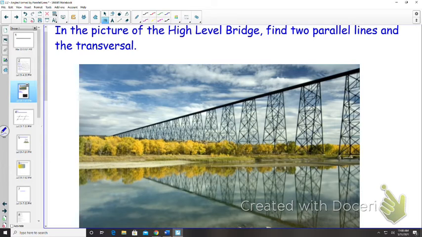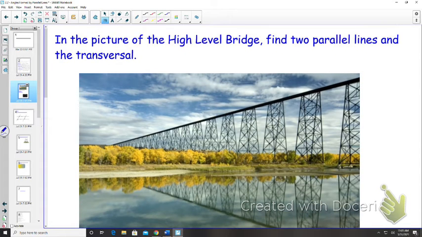Okay, so we're back from the aside, and here is an image of the High Level Bridge, not here in Lethbridge, but down in Lethbridge where I live. So I would like you guys to look for 2 parallel lines and the transversal.